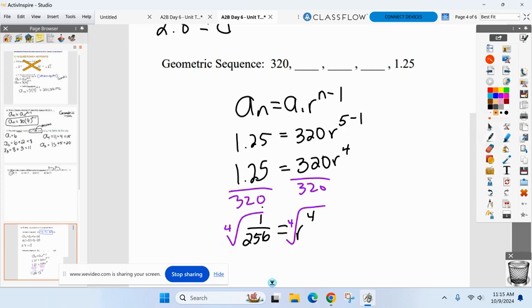So Leah, keep going. What is your R value? 1 over 4. Yep. Not my answer though. You're going to use that to find the missing 3 terms. So when you're ready, go ahead. And remember, it's geometric. So you should be doing what with it? Multiplying. Yep. 80, 20, and 5. Got it.